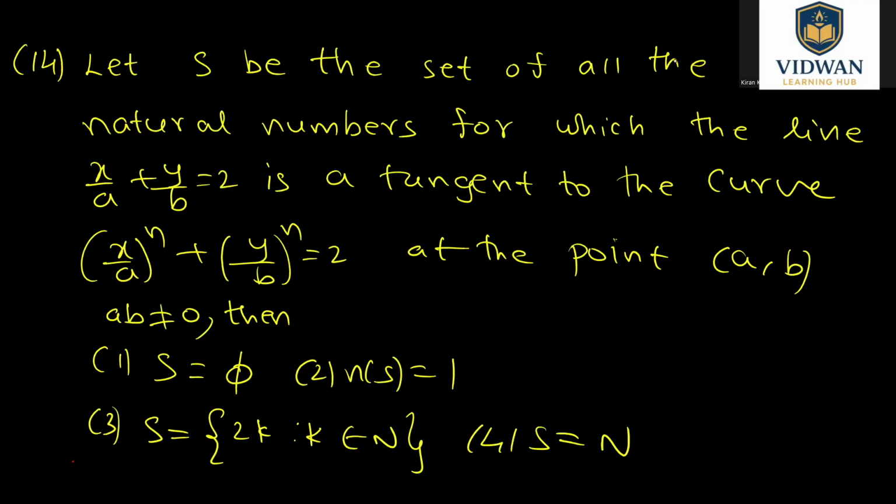Yeah, so let's start with the problem. Let S be the set of all natural numbers for which the line x by a plus y by b equal to 2 is a tangent to this curve at the point (a, b), where ab is non-zero. So then what would be the set S?